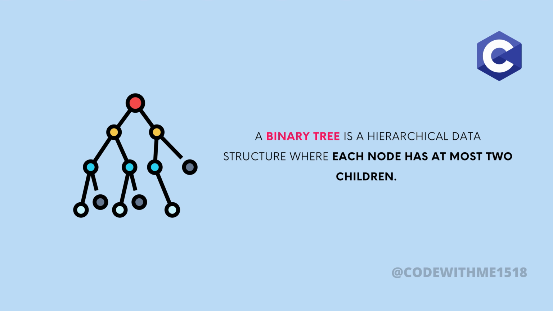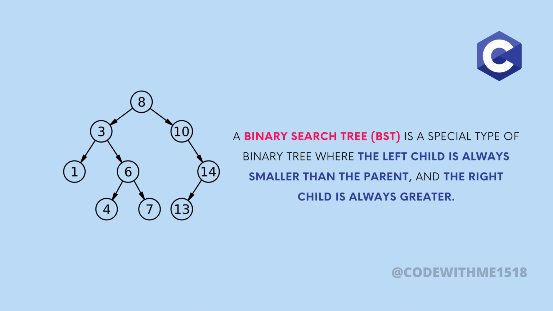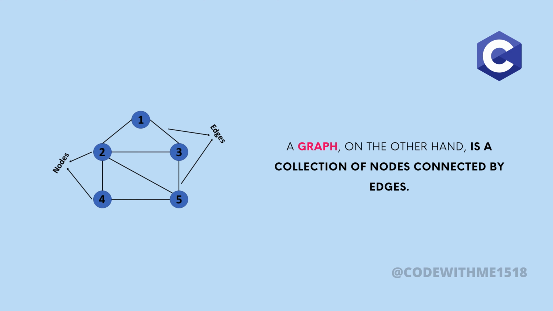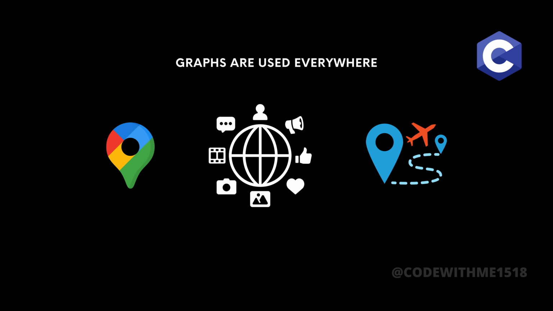A binary tree is a hierarchical data structure where each node has at most two children. A binary search tree, BST, is a special type of binary tree where the left child is always smaller than the parent and the right child is always greater. A graph, on the other hand, is a collection of nodes connected by edges. Graphs are used everywhere: Google Maps, social media networks, and even airline routes.